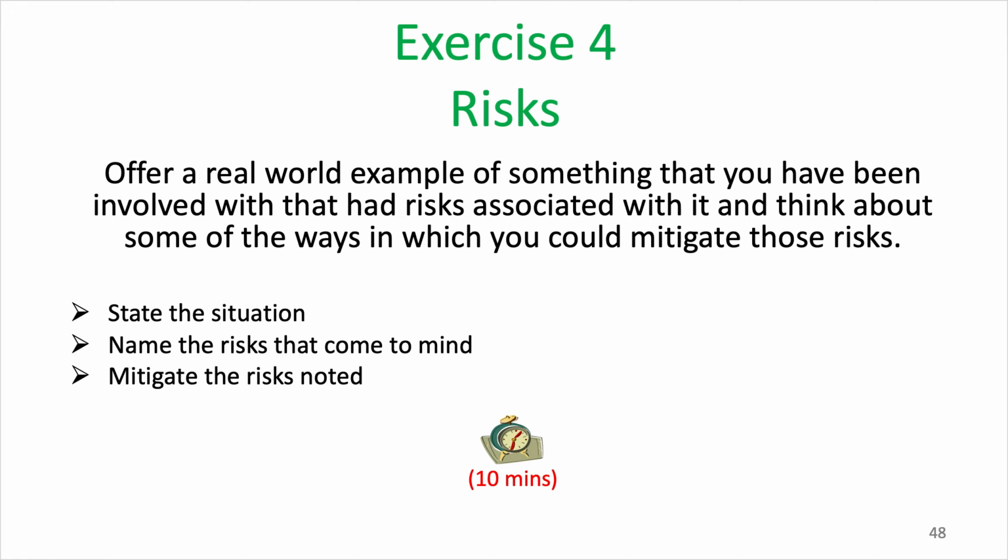So let's have a little example by doing an exercise on risk. Offer a real-world example of something that you've been involved with that had some risks associated with it, and think about some of the ways in which you could mitigate those risks. Firstly, state the situation, then name the risks that come to mind, and finally, mitigate the risks noted. Take 10 or 15 minutes on the exercise, and maybe use a 4x4 matrix to determine which are your highest priority risks and issues and which are your lowest priorities. Resume the video when complete.